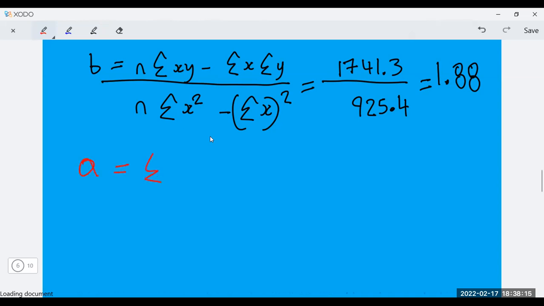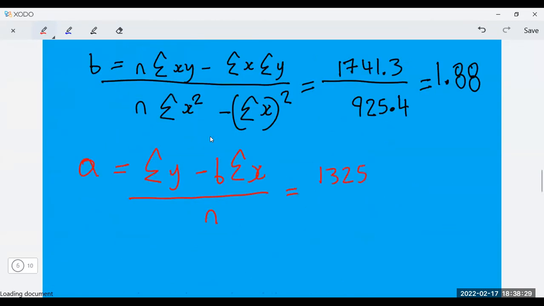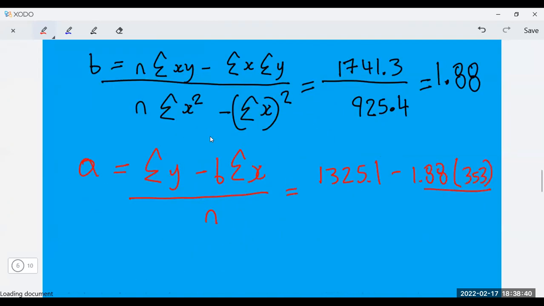The y-intercept A is the sum of y minus b times the sum of x, all divided by n. The sum of y, we said, was 1325.1, minus b, which is 1.88, times the sum of x, and the sum of x we said was 353. And then we divide it by n, and n was 8. We'll put that in our calculator: 1325.1 minus 1.88 times 353, divided by 8.